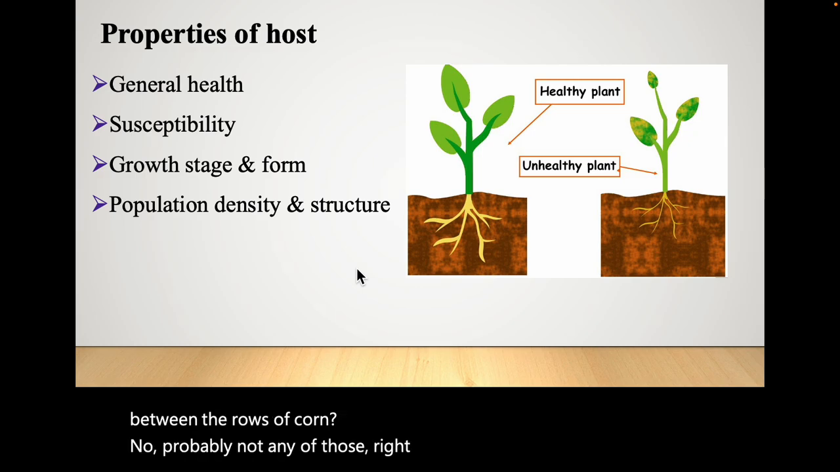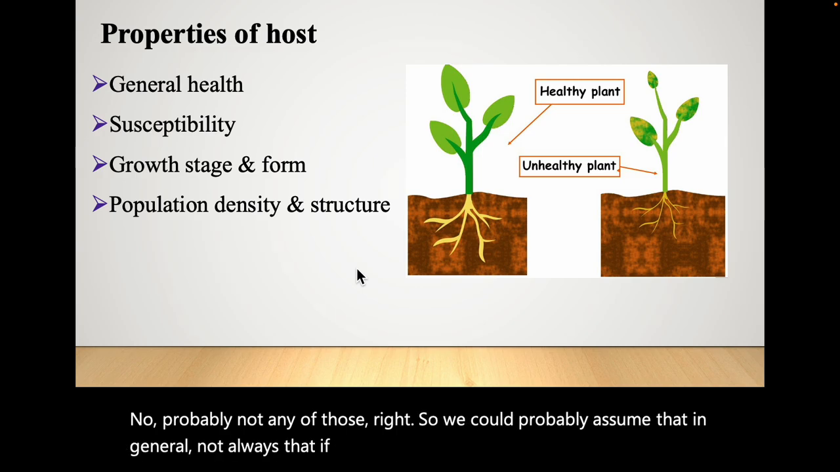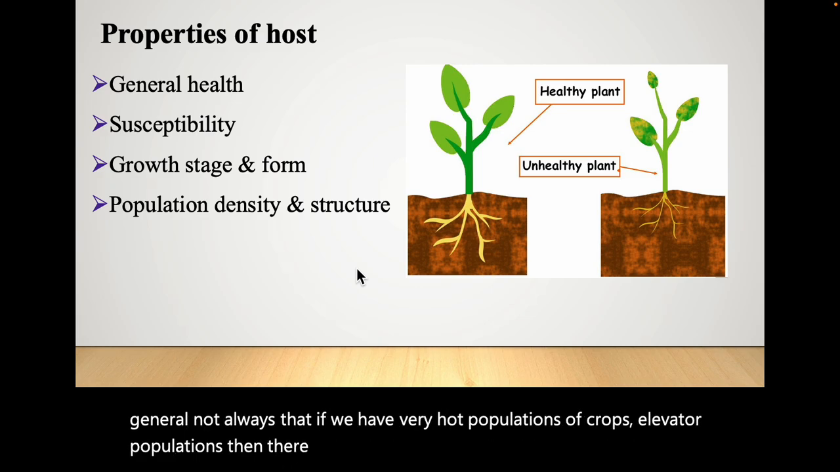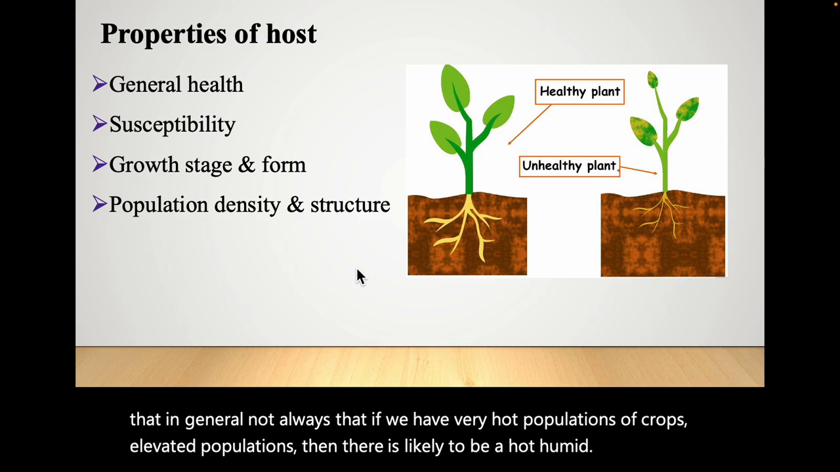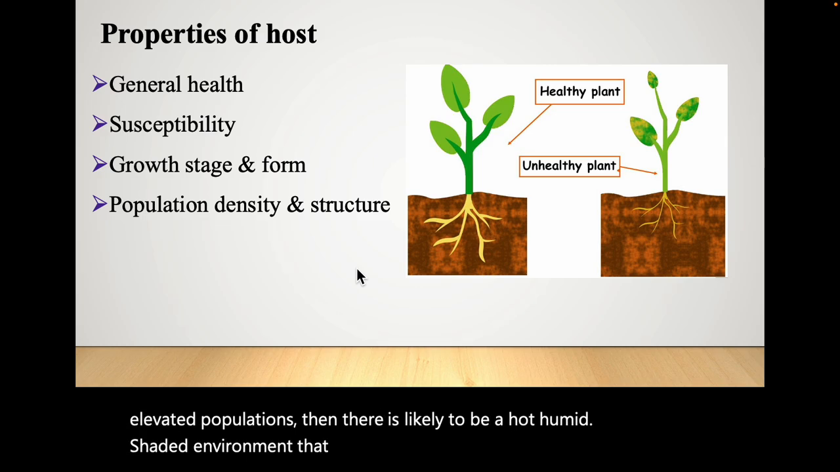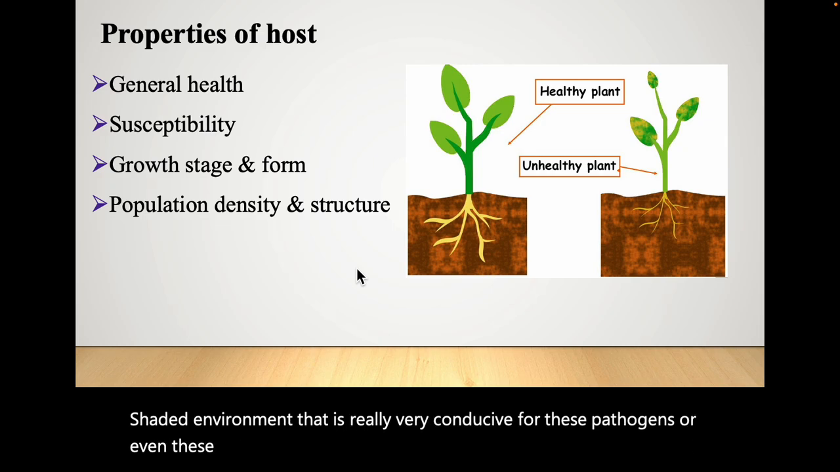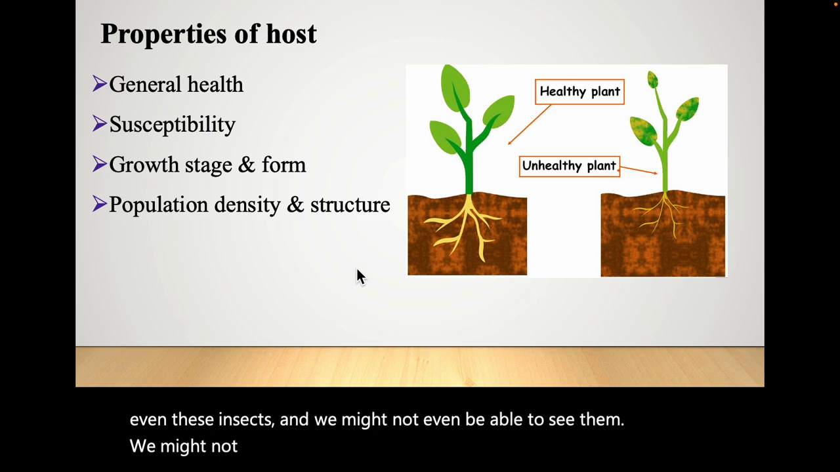So we could probably assume that in general, not always, that if we have very high populations of crops, elevated populations, then there is likely to be a hot, humid, shaded environment that is really very conducive for these pathogens or even these insects, and we might not even be able to see them. We might not even be able to recognize that.